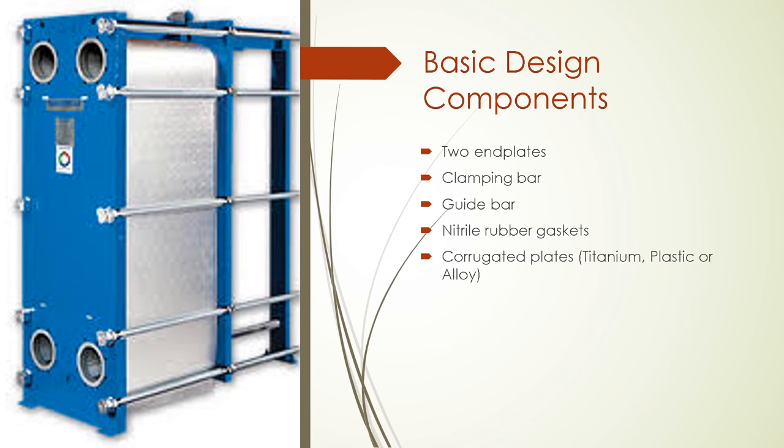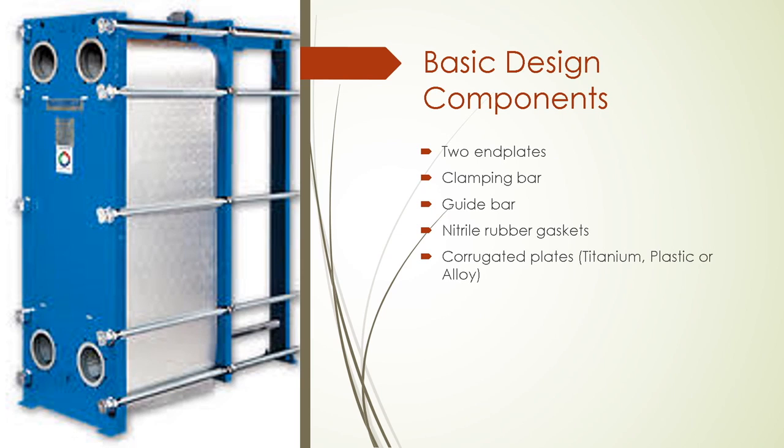The basic design components of the plate and frame heat exchanger are the two end plates, and between those two end plates are the corrugated plates where the heat transfer takes place. Those are typically made of titanium, plastic, or alloy. Titanium is preferred because of its anti-corrosive properties, although it can be expensive.